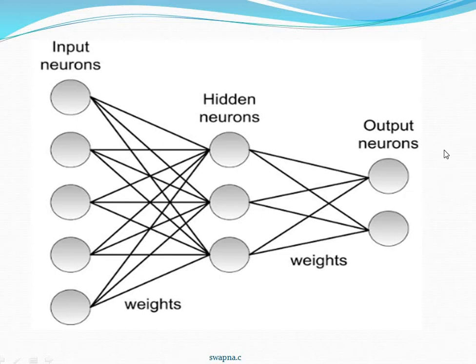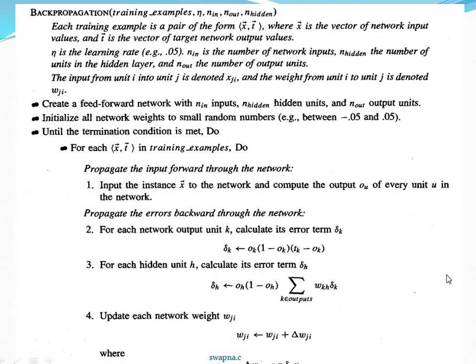That means we find the error here first. After that we find the error for these hidden neurons also. Here also we do the same summation. If there is some error, then we update these weights also. We give that in the step-by-step procedure. This is the backpropagation algorithm.